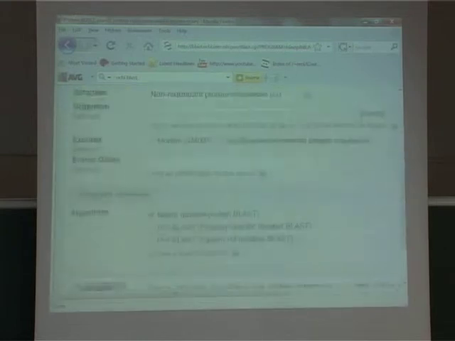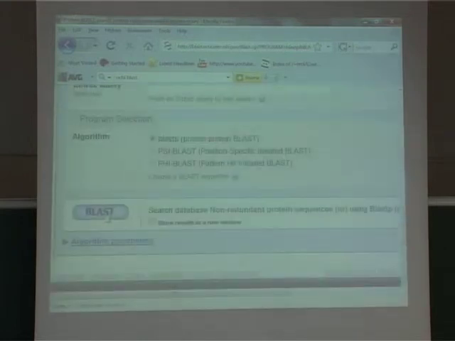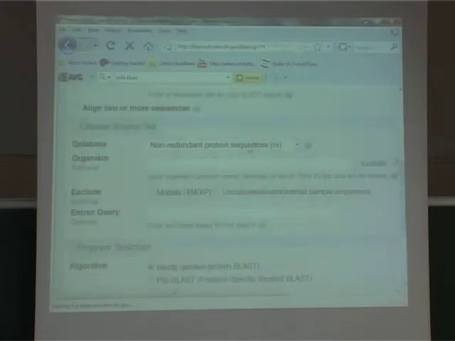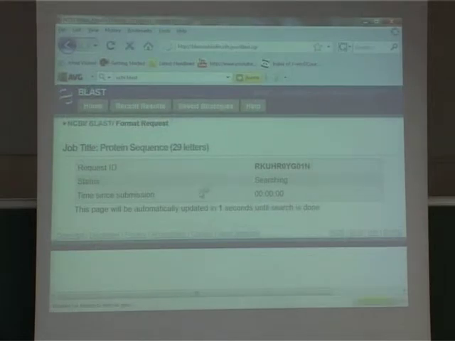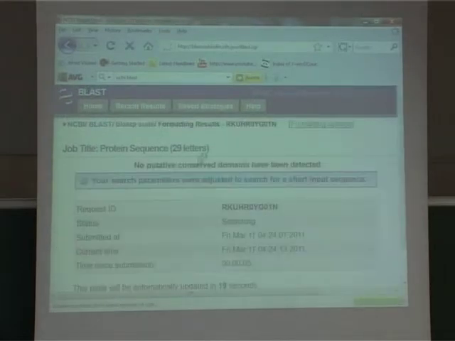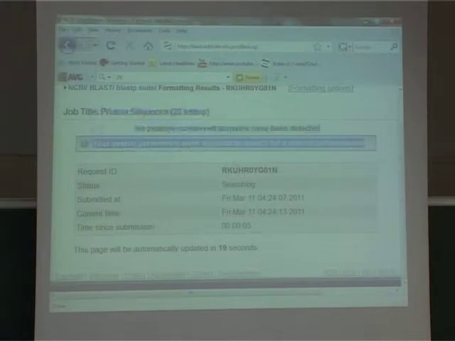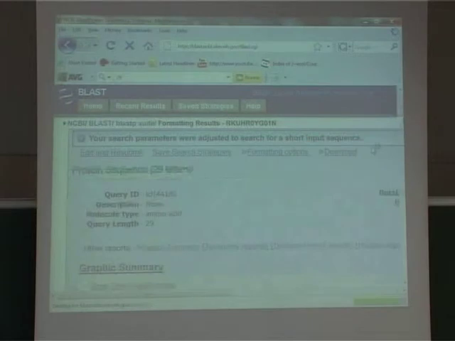So here we hit BLAST. Also, we choose some databases. So there's non-redundant protein sequences. Okay, searching. Our protein contains 29 letters. They updated the search parameters since we had a short protein sequence. But let's see if we have, I think we have some results.